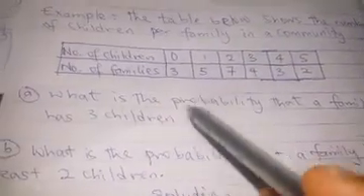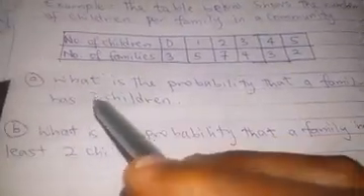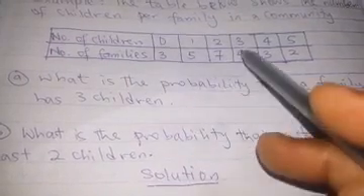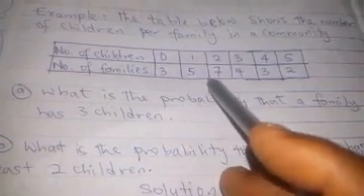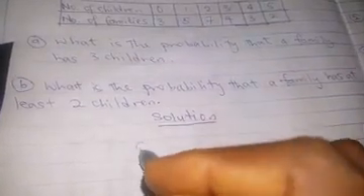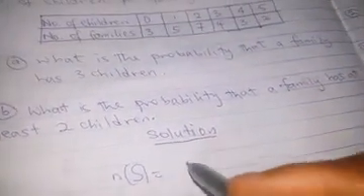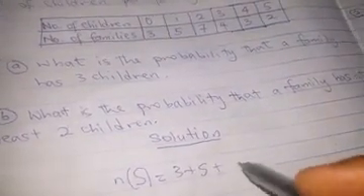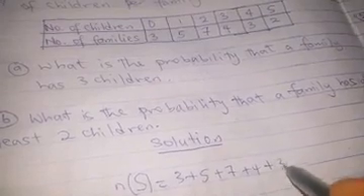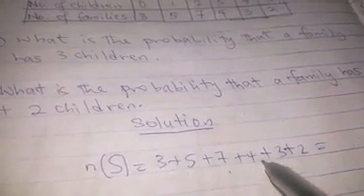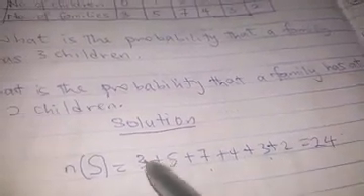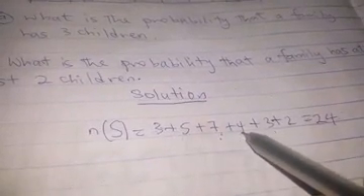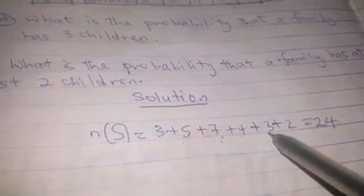So the question now is, what is the probability that a family has 3 children? The first thing is that we are to add the total number of families. Let's know the total number of families, which gives us a sample space. So the total number of families is 3 plus 5 plus 7 plus 4 plus 3 plus 2. And 3 plus 5 is 8. 8 plus 7, 15, 19, 22, 24. Let's do that again. This is 8, this is 15, this is 19, this is 22, and 24.